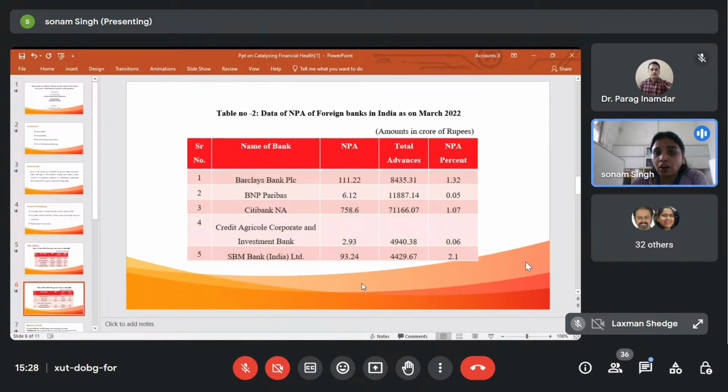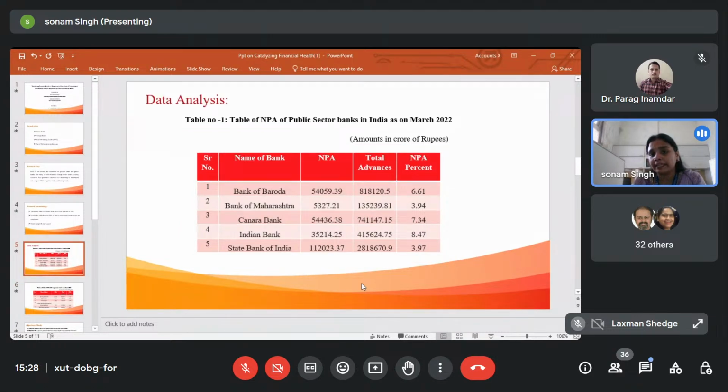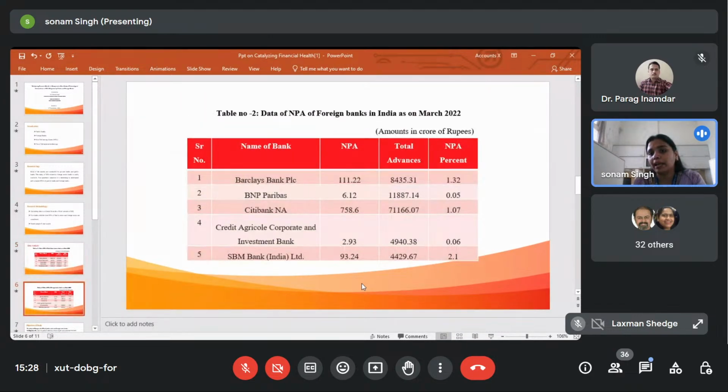Next, the data of NPA of foreign banks in India as on March 2022. You can see the NPA percentage of foreign banks compared to the public banks in India. The NPA percentage of foreign banks is less compared to public banks in India.